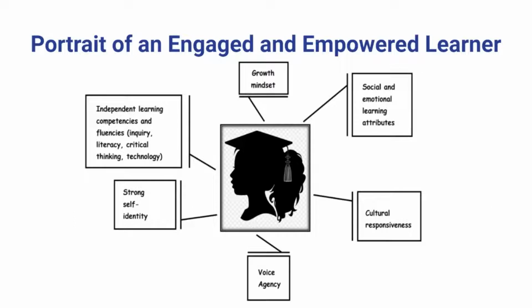And like a lot of the things that you mentioned in the word cloud, we thought that students today, their primary attributes are they have strong self-identities, they're independent learners, they are competent and fluent in a lot of different arenas, they have growth mindsets, and the attributes of social and emotional learners, they're culturally responsive, and they're comfortable using their own voices. They're comfortable advocating for themselves and for other people in their communities.